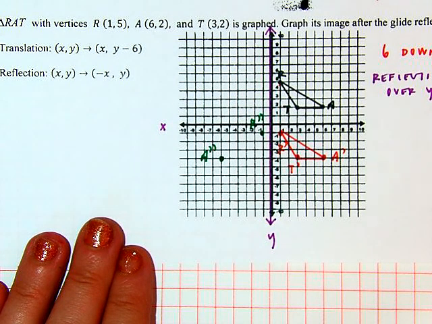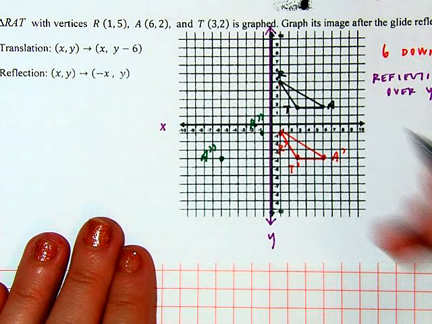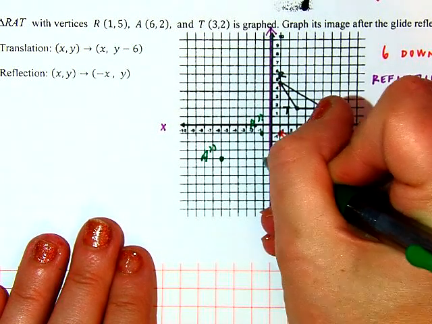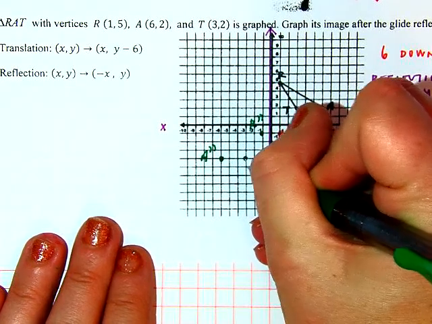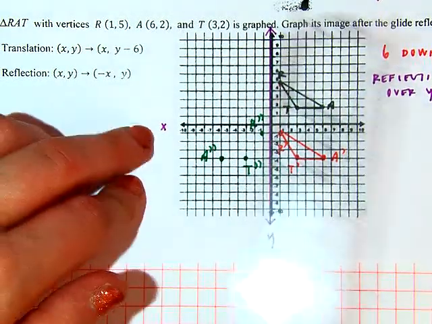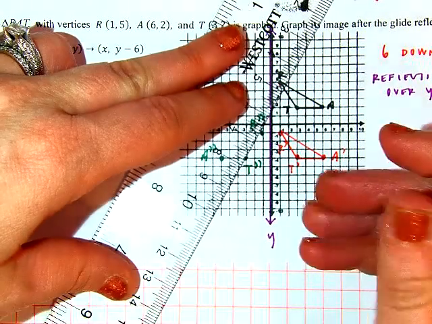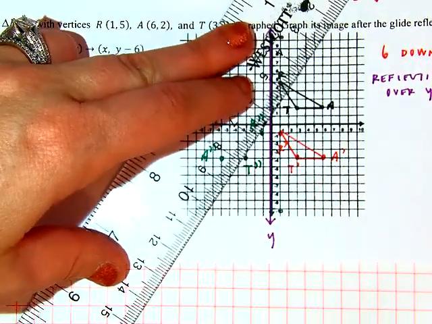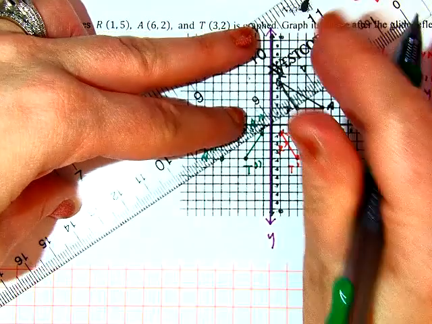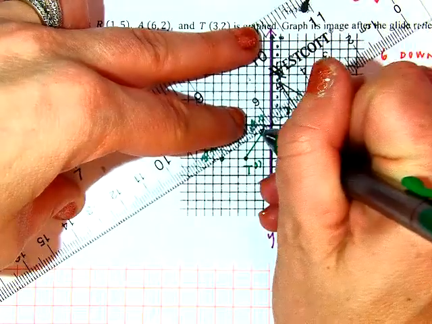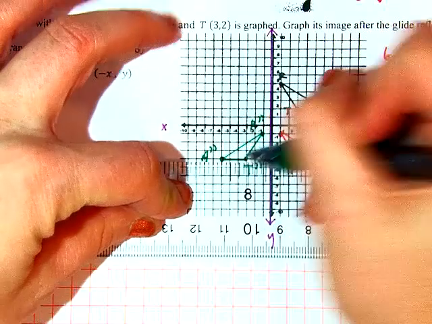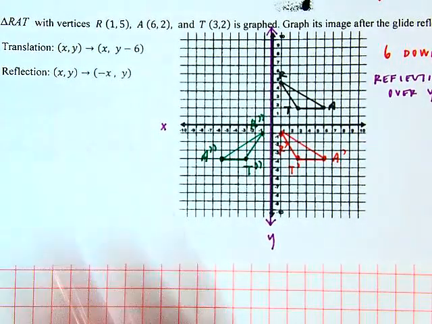Now, we've already said that it's going to be a glide reflection. Still want to talk about y. In the T, we are 3 away, so 3 away in the opposite direction. Here's my T double prime. Okay, connect the dots, and we should see our resulting figure.